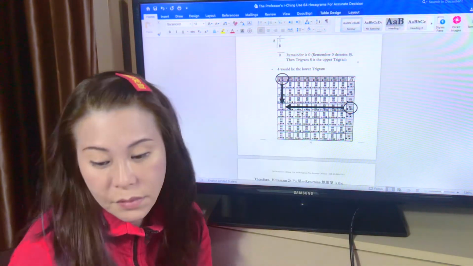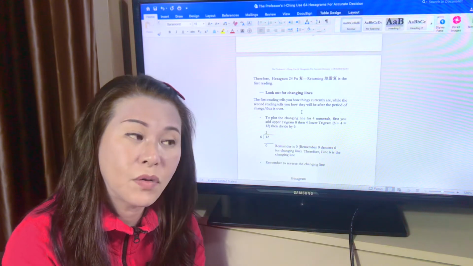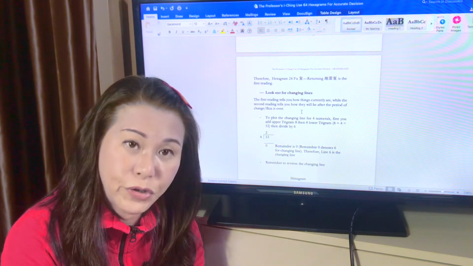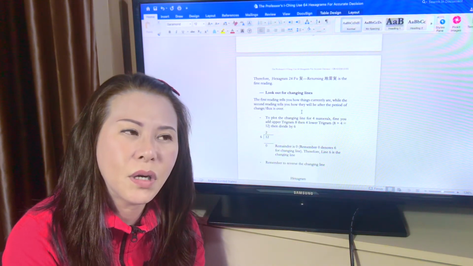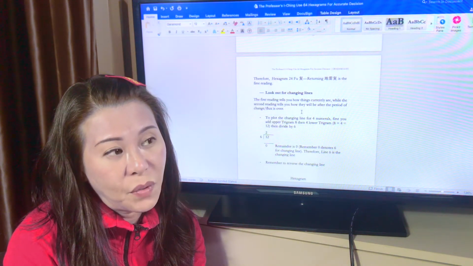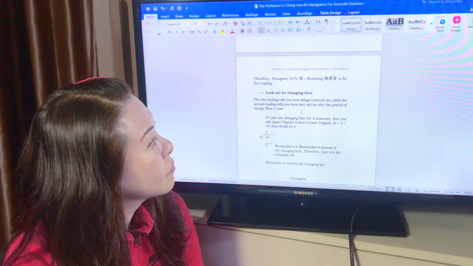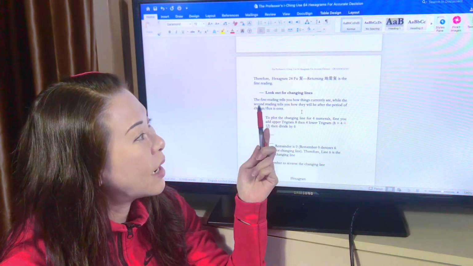Okay, so again, we always need to look for the changing line, right? Because we want to know what's the outcome of the question. We know the current situation and then we look for the answer to our question, which is the outcome. So how do you look for the changing line?